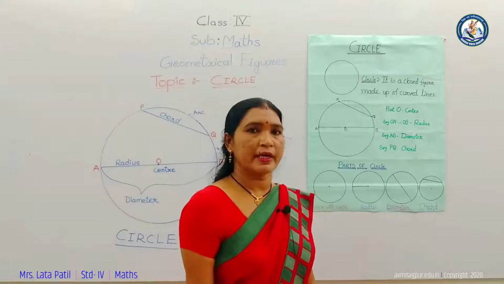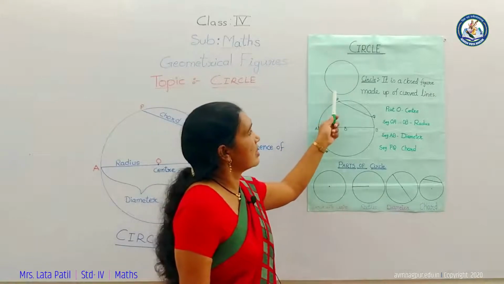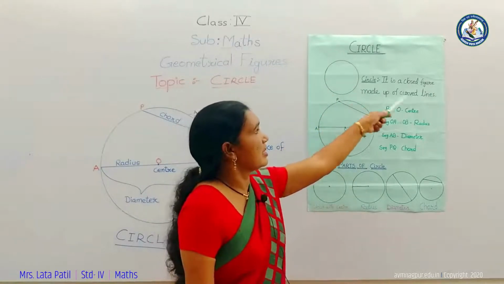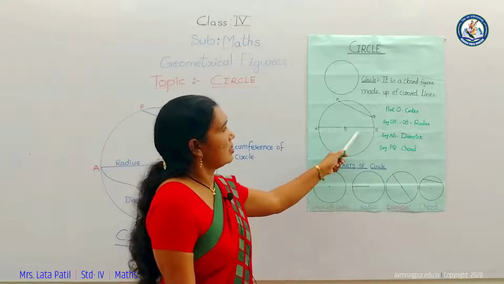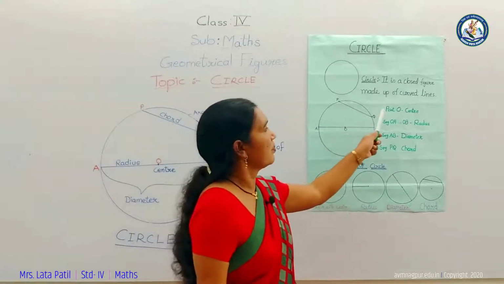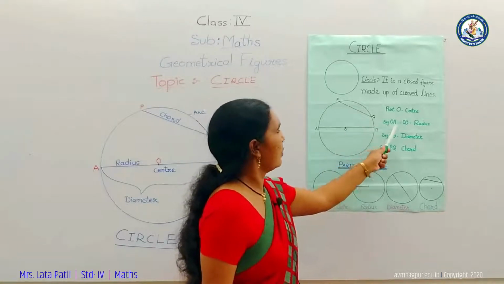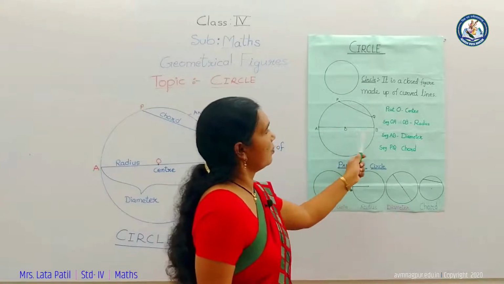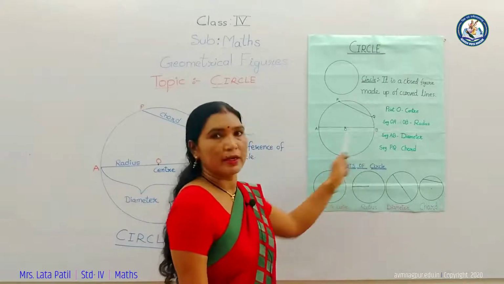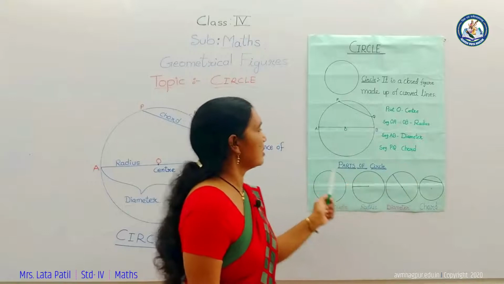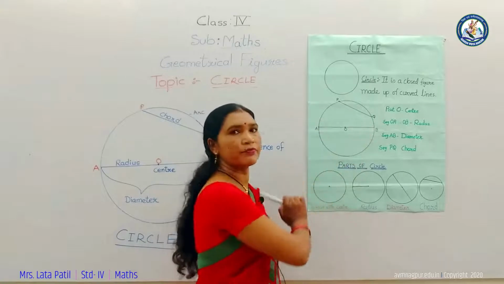Now students, we will take a quick revision from this chart. Now circle. This is a circle. A circle is a closed figure made up of curved lines. Now I have drawn a circle here with labeling. So point O is the center of the circle. Segments OA and OB are the radii. Segment AB is the diameter of the circle. Segment PQ is the chord of the circle.